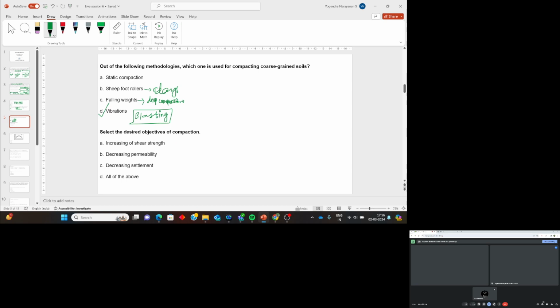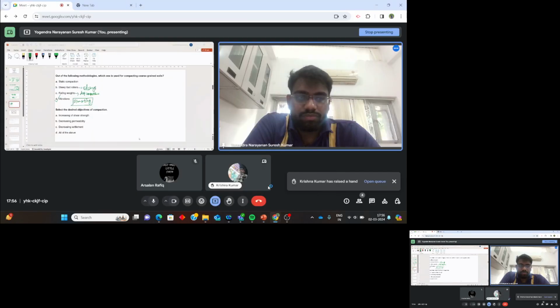So select the desired objectives of compaction. Why is compaction being done? So B, C, sir. B and C are correct, but about A, no idea.